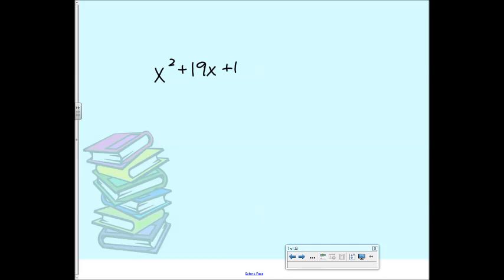All right. This one's much larger numbers, right? So we don't do it any differently. What's my b? So I need it to add up to 19, right? And I need it to do what to 60?